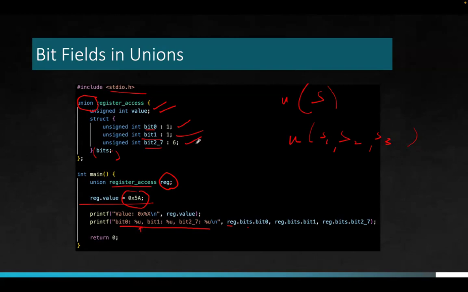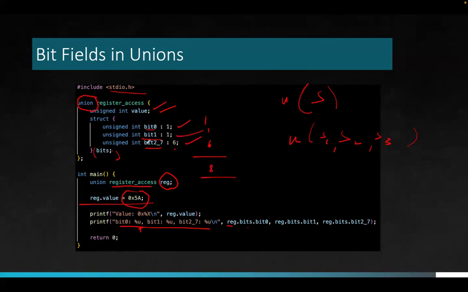So here what will happen? The first bit value will be stored in bit 0. The second bit value is stored in bit 1. The third to eighth bit will be stored in bit 2 to 7, because it has 6 bits of associated data. That means, from 0 to 1, this is 1 bit, 1 bit, and 6 bits. So a total of 8 bits get stored over the entire structure, but with a different naming convention: bit 0, bit 1, bit 2 to 7.